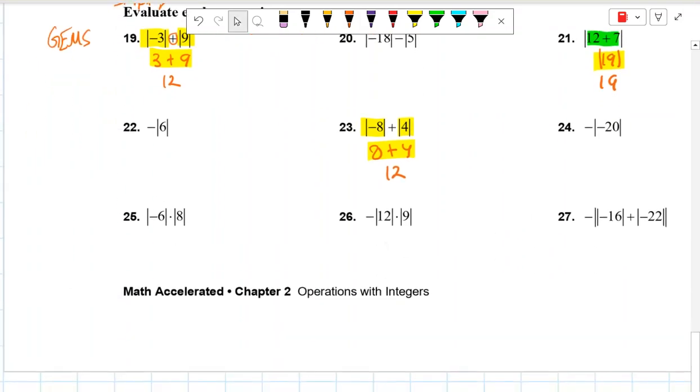Number 25, we can split it again because grouping signs come before multiplication. So this one and this one all at once. The absolute value of negative 6 is 6. The absolute value of 8 is 8. We bring down the multiplication sign, and 6 times 8 is 48. Make sure you circle or underline.